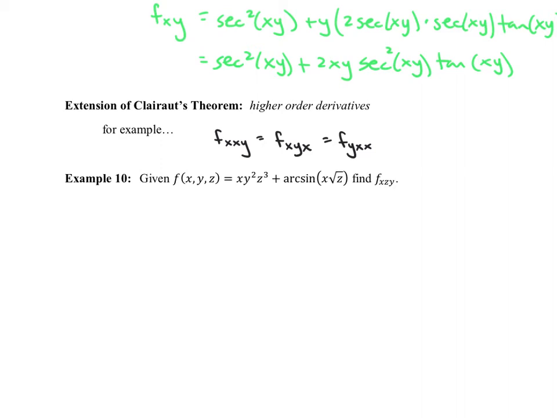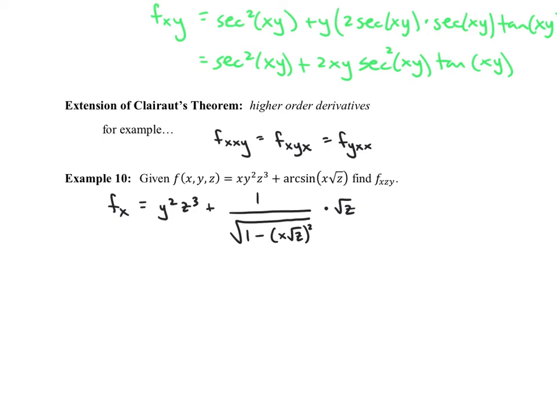For example, let's look at 10. If I was to take the first partial derivative in terms of x of f of x, y, z, I would get, let's see, y squared z cubed plus the derivative of arc sine, which is going to be 1 divided by the square root of 1 minus the quantity x square root z squared, times, because of the chain rule, square root z. So that would be my first partial derivative. Then I would have to take the derivative with respect to z.